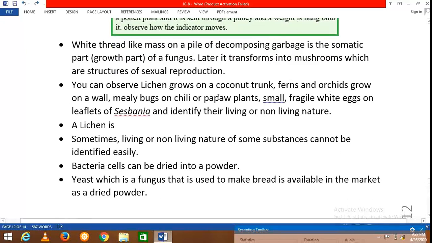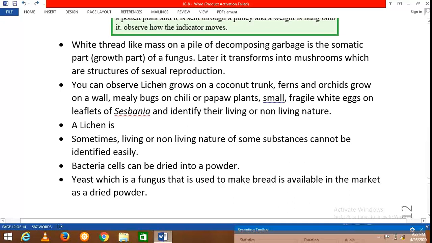You can observe lichen growing on a coconut trunk, or ferns and orchids growing on a wall, mealybugs on chili or papaw plants, mealybugs, which are white in color again, small fragile white eggs on leaflets of Sesbania caturumurunga, and identify whether they are living or non-living. These are given as examples.